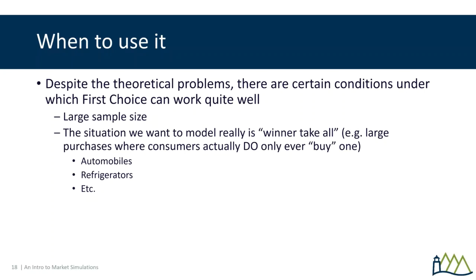So when you might want to use the first choice rule: if you have large sample sizes, things that are very stable, it can work quite well. Another situation is when you look at it and say, is this the kind of thing where it's going to be 100% or nothing? Cars, refrigerators, purchases that don't happen very often, where I've got to make one choice right now, and it's got to be one of these.